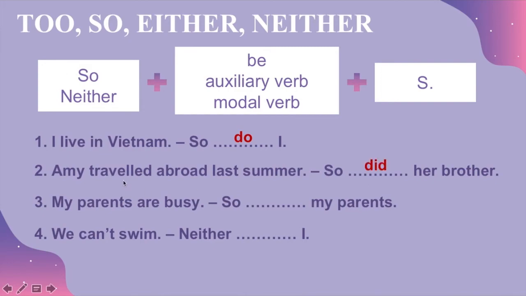Ở đây thì mình thấy động từ travel là một động từ thường và đang ở thì quá khứ đơn, cho nên mình cần phải dùng một cái trợ động từ của thì quá khứ đơn, đó là trợ động từ did. Number 3. My parents are busy.